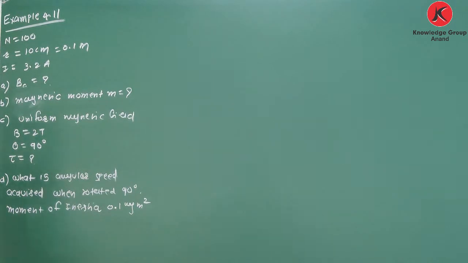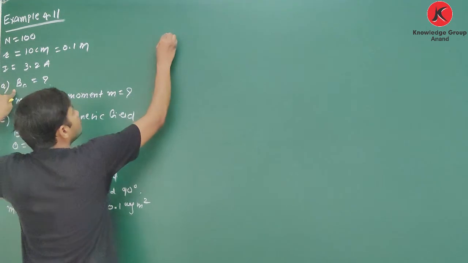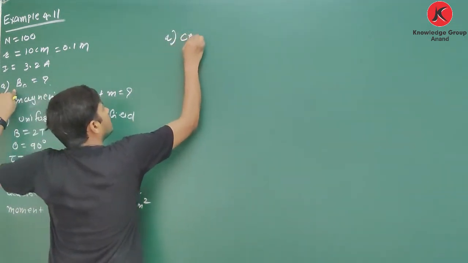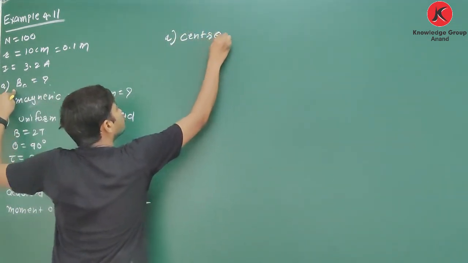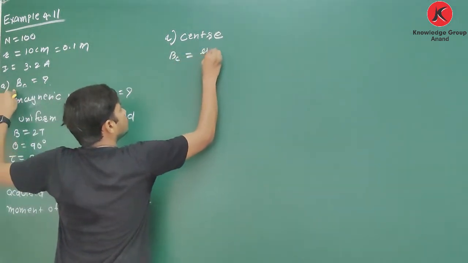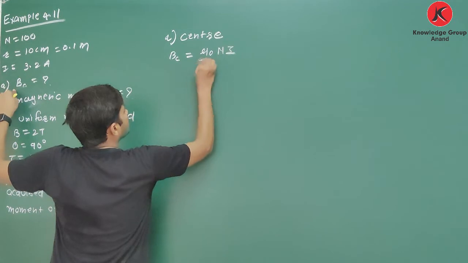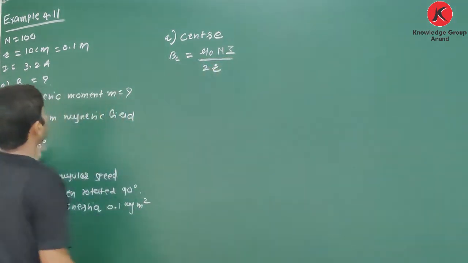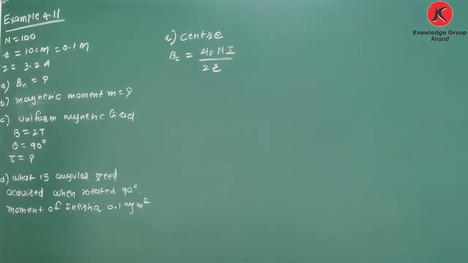Example 4.11. You are given a circular coil having number of turns 100, radius 10 cm, which means 0.1 meter, carrying current I is equal to 3.2 ampere. Question A. What is the magnetic field at the center? You know the equation of magnetic field at the center. B is equal to mu 0 NI upon 2r.